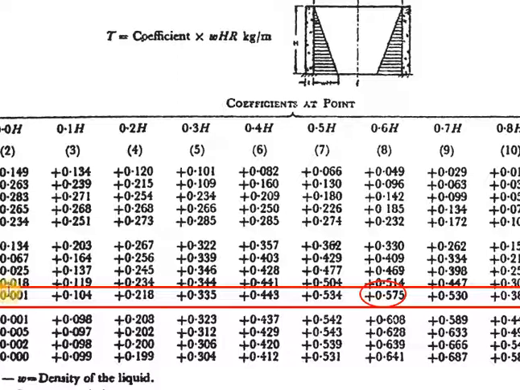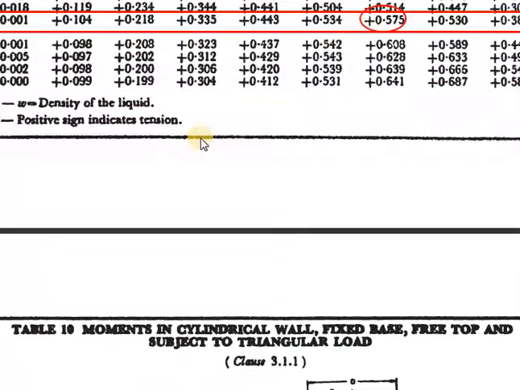So this is for hoop tension. Suppose I got h square by dt as 8. In this row, see the maximum value. Let us say in this case it is 0.575. That is the coefficient for hoop tension. So tensile force is equal to coefficient into gamma into h into r, where r means the radius, which is d by 2.